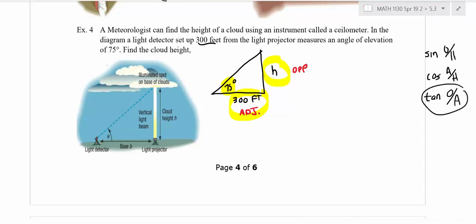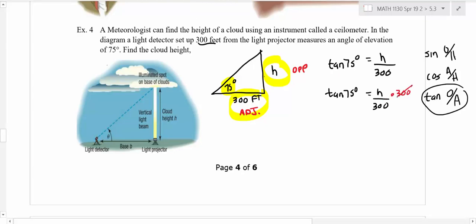All right. So what we would do is we would just write down the tangent of 75 degrees is equal to the opposite h over the adjacent 300. And that's an equation that we can solve. So all you got to do to solve this equation then is you just multiply both sides of this equation by 300, and then you would go to your calculator. Okay. So I'm going to do that. I'm going to multiply both sides by 300 to isolate the h, and then we would have 300 times the tangent of 75 degrees would be equal to h.